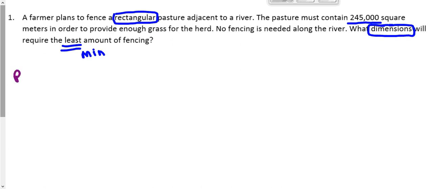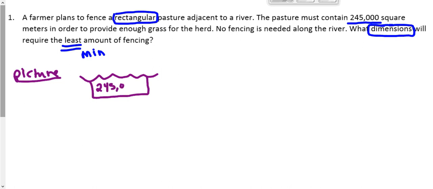So to draw our picture, it says along the river. So here's our river, and here's our fencing. And inside the fencing is going to be 245,000. That'll be the area on the inside. We don't have any information about these sides, so let's go ahead and call them names. These sides, the shorter ones, are going to be the same distance, so we can call those both x. And then the longer side, we can call that y.